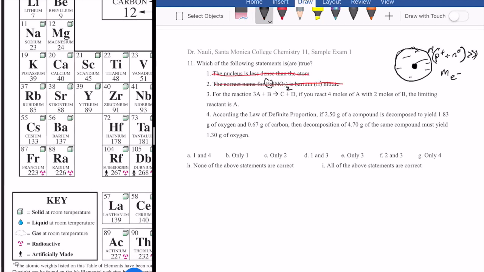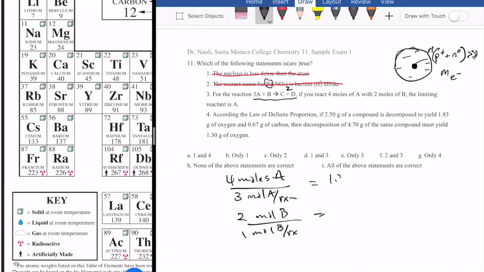Now the third one is a question about limiting reactant. It says that you have a reaction that looks like that, and then you react 4 moles of A, 2 moles of B. Limiting reactant is A. Okay, remember that if you want to figure out limiting reactant is by taking the number of moles and dividing by coefficient. So in this case for A, it would take 4 moles of A and just divide it by the 3 moles of A needed per reaction. And then for B, I'll take 2 moles of B divided by 1 mole of B needed per reaction.